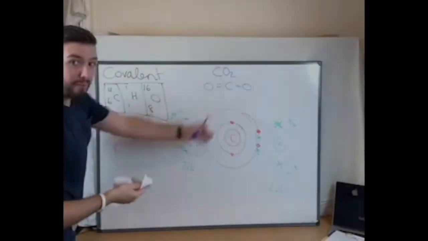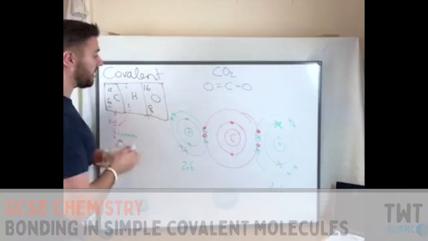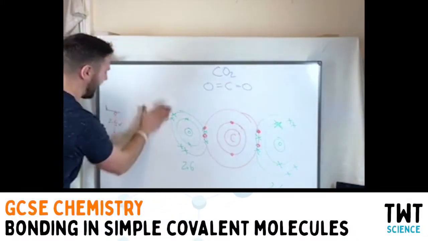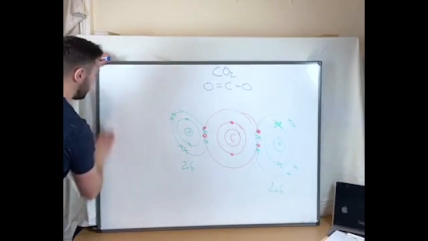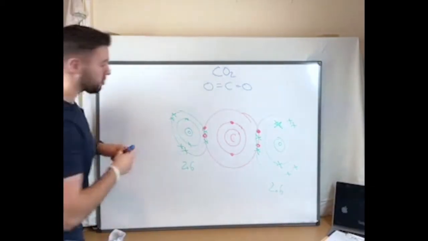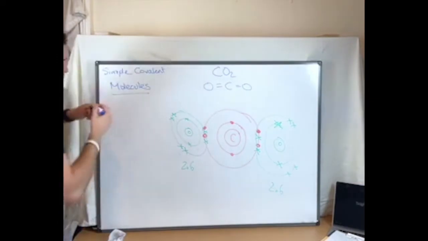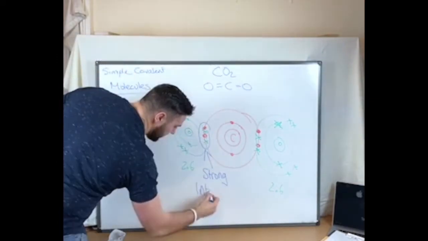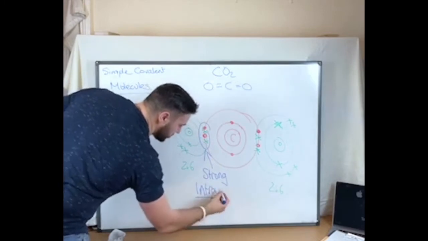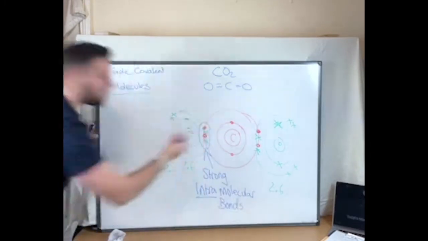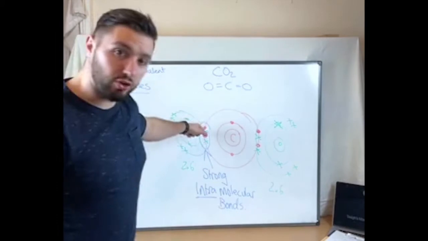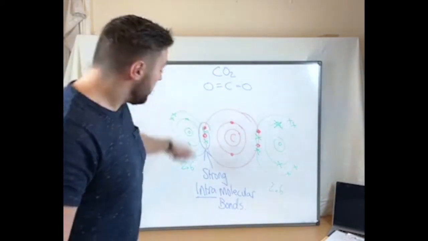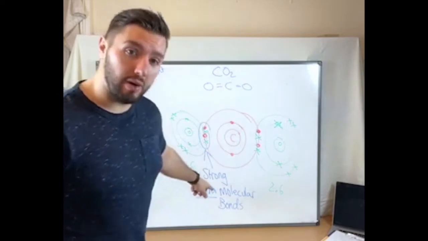We're going to talk about the properties of these molecules. When it comes to covalent bonds and how strong they are, they are really, really strong inside the molecule. These bonds in the middle, we call those strong intra, which means they're inside, intramolecular. Those bonds are really, really strong. They take a lot of energy to break.